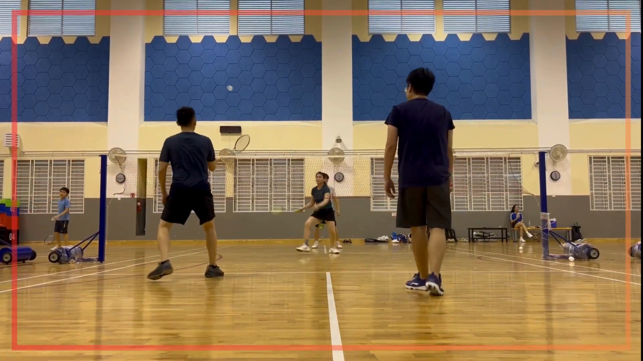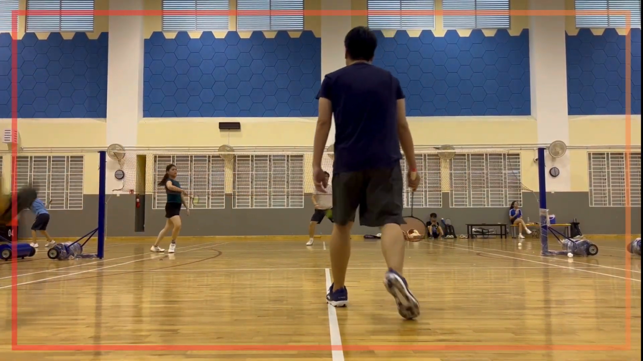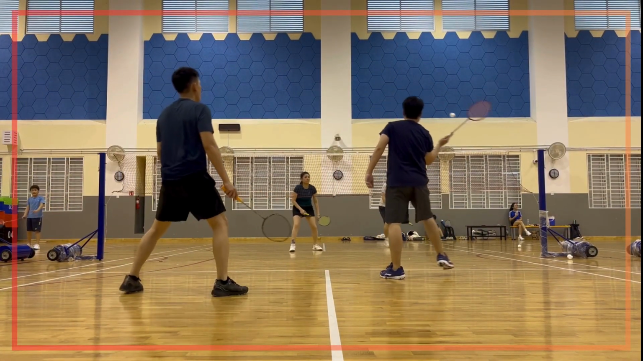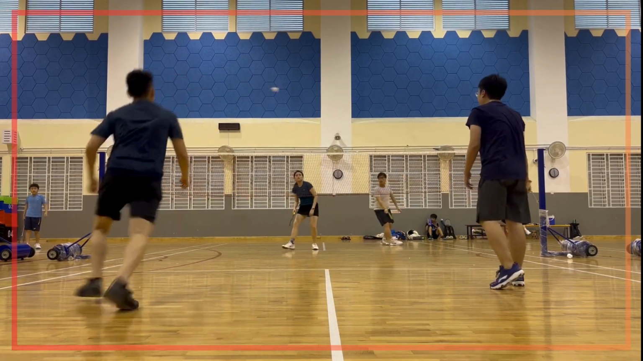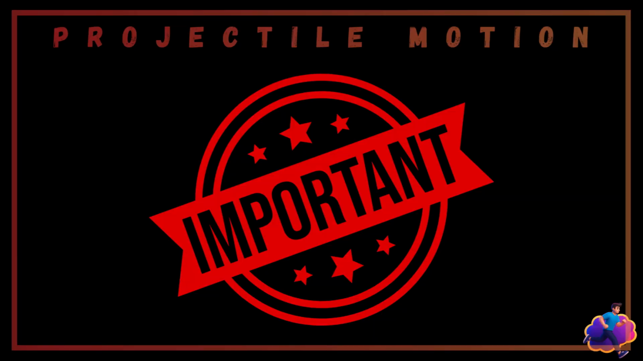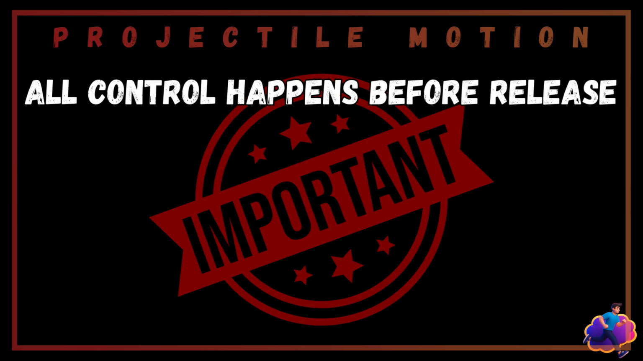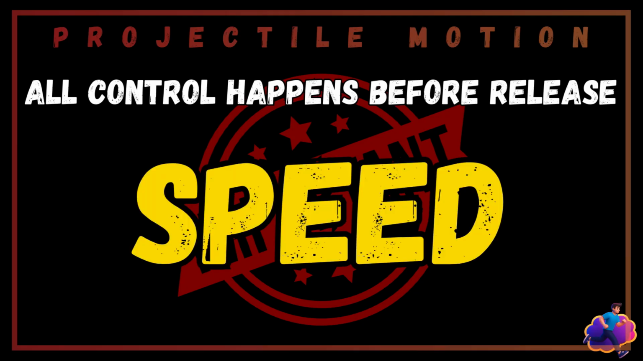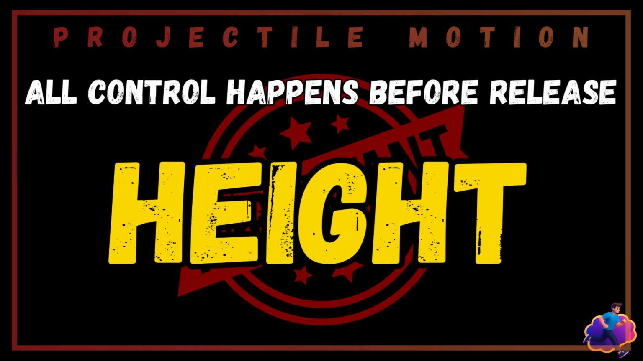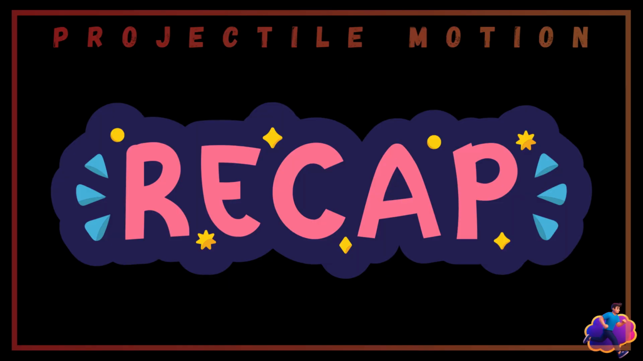And in badminton, the shuttlecock experiences very high air resistance, causing steep drops and sharp changes in speed. One last very important point here. Once a projectile has been released, the athlete cannot change its path. All control happens before release through speed, angle, height, and spin.